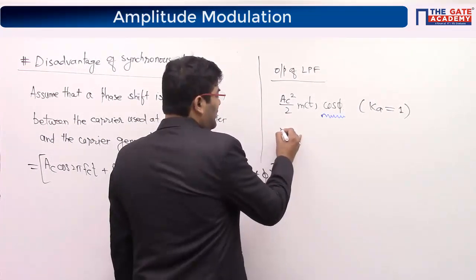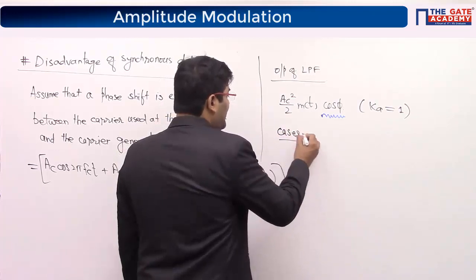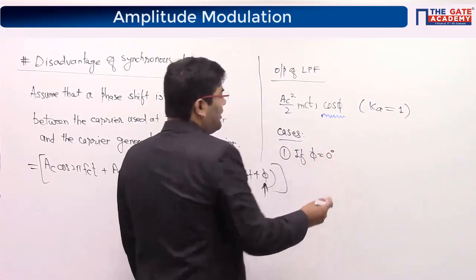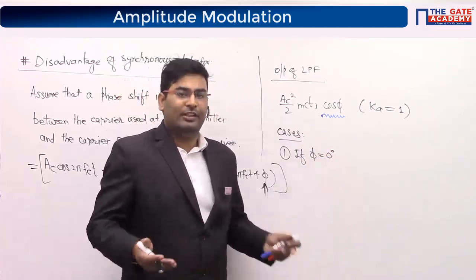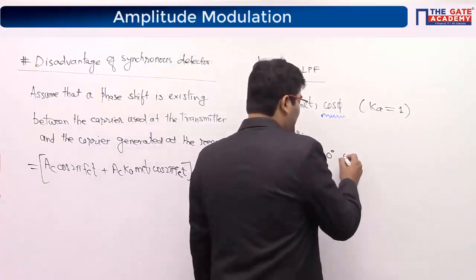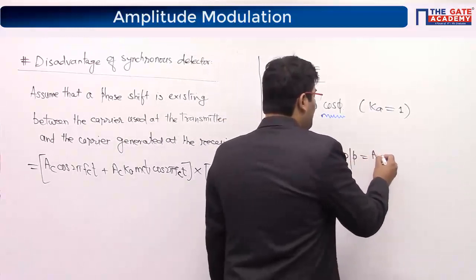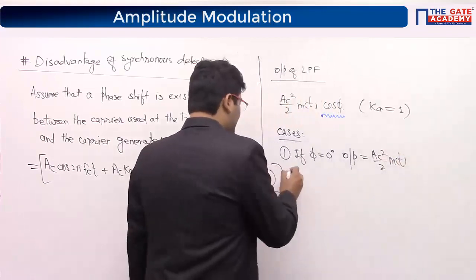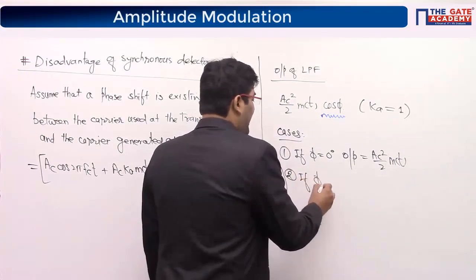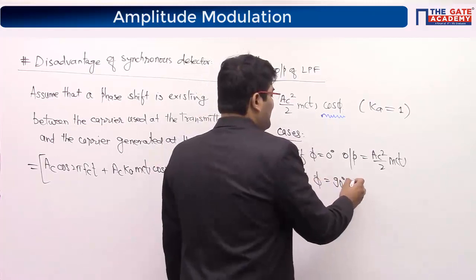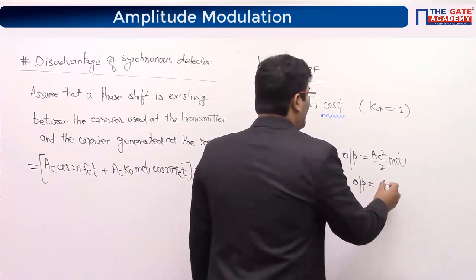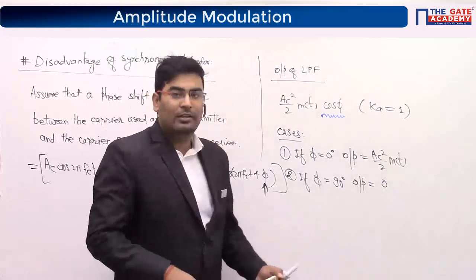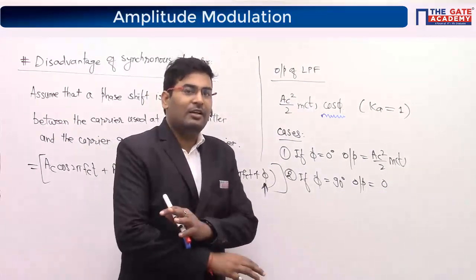Once you do that, you know that this phi can take different values. Now the conditions, or you can say cases. First case: what if phi is equal to 0 degrees? Guys, if phi is equal to 0 degrees, there is no phase shift and the output would be simple, as you saw earlier, Ac square by 2 m(t). Second, if phi equals 90 degrees, then your output is gone. You will get 0 because cos 90 is 0 and the whole message signal vanishes.